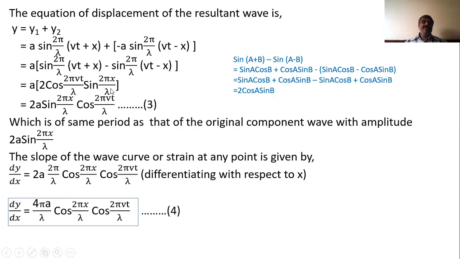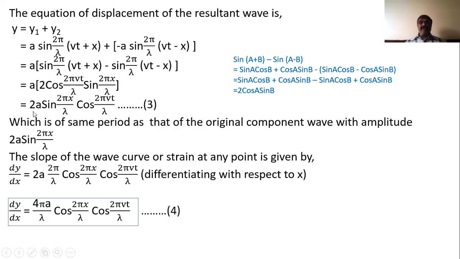So this will be the equation, and the final equation will be 2a sine 2 pi x by lambda cos 2 pi vt by lambda. Let us call it equation number 3. Now, what about this equation? If you look at it, you will find that again the velocity is v, and the wavelength is again the same lambda. But what has changed here? The change is in the amplitude, and the amplitude is now 2a sine 2 pi x by lambda. That means the amplitude is changing with the position, sinusoidally.